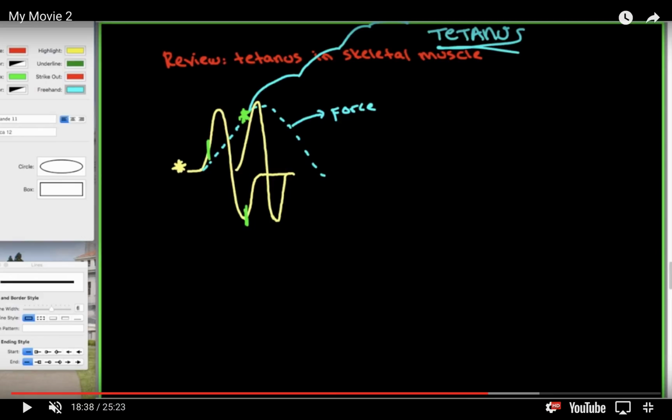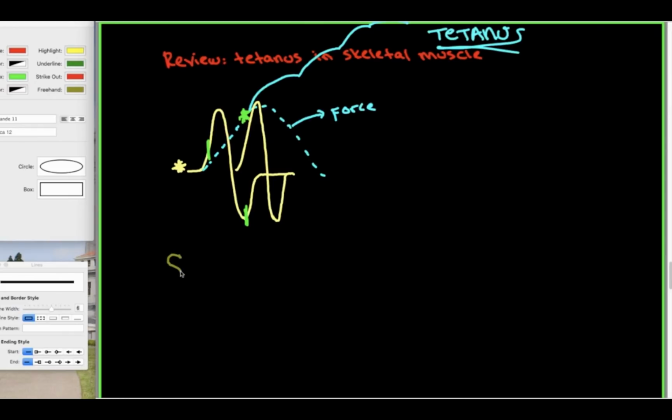But if your heart does this, if your heart experiences tetanus, it would just contract and stay that way, and it would cease pumping blood. You would die in a matter of seconds, minutes. So we need a way for the heart to not experience tetanus. And that's where this new action potential comes into play. So if we compare this process in cardiac muscle, this new action potential might save your life if you ever get infected by the tetanus bacteria.